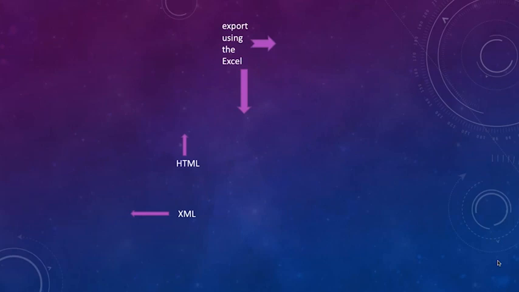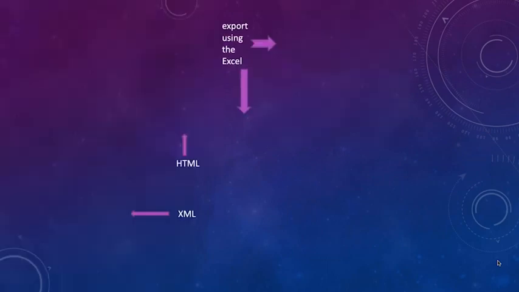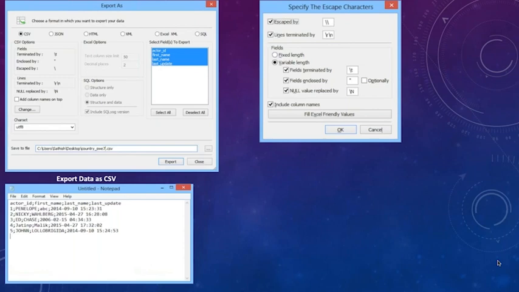So you will see that there is an export using the Excel option here. There is an HTML option here, and there is an XML option here as well. So this is how you'll be able to export data as CSV. There is an example file for that.